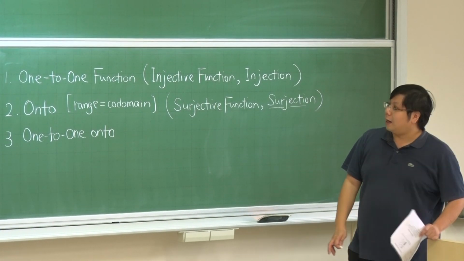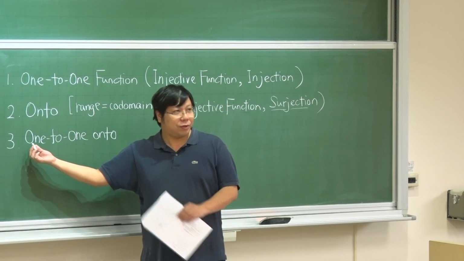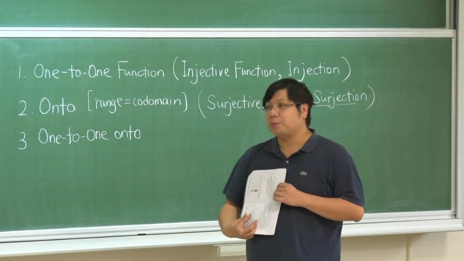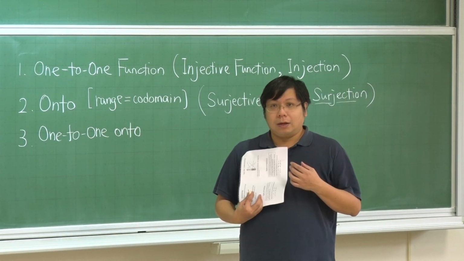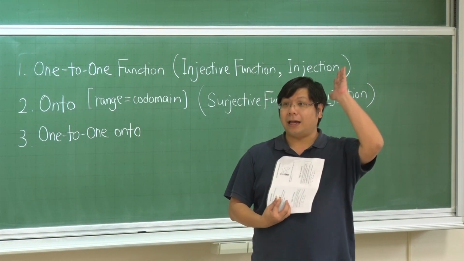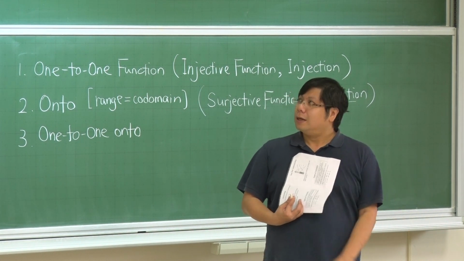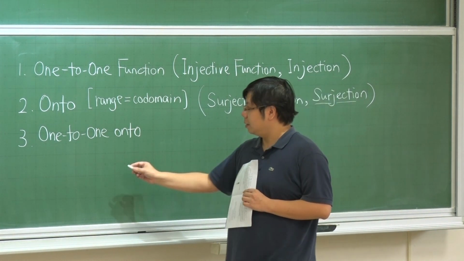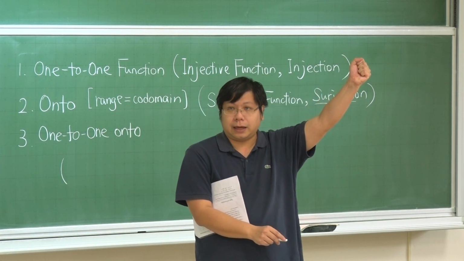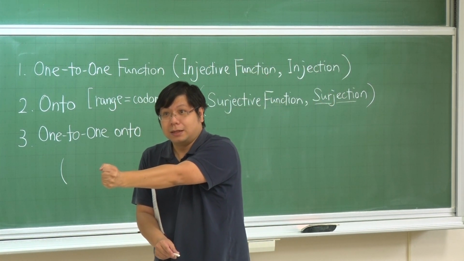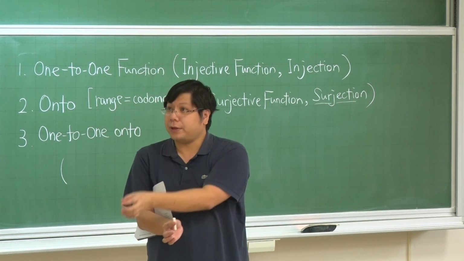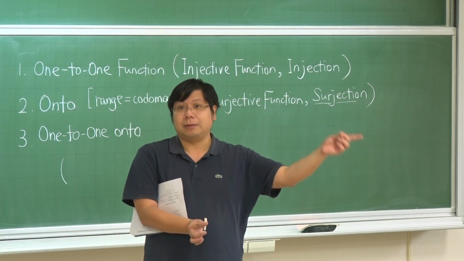Okay? And now, finally, there is a third type of special function. It is called one-to-one onto. So what is a one-to-one onto? It is a function that is both one-to-one and onto. You can imagine, it means everything in A can find something in B, right? And no two things in A map to the same B. But on the other hand, everything in B has only one thing from A mapped to it.